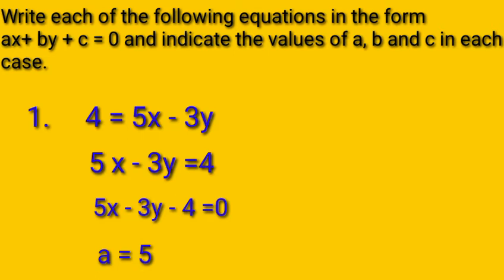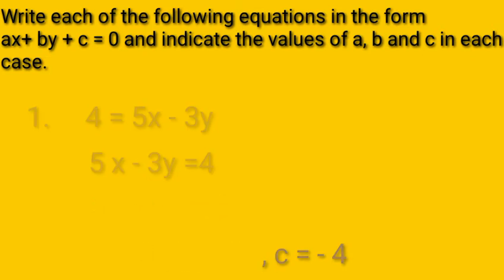Here the y term is minus 3y. Always you have to take the sign on the left side of that number. So here b is minus 3. A is 5, b is equal to minus 3 and c, that is the constant, is minus 4. So we got the answer: a is equal to 5, b is equal to minus 3 and c is equal to minus 4. So we can look at the second question.